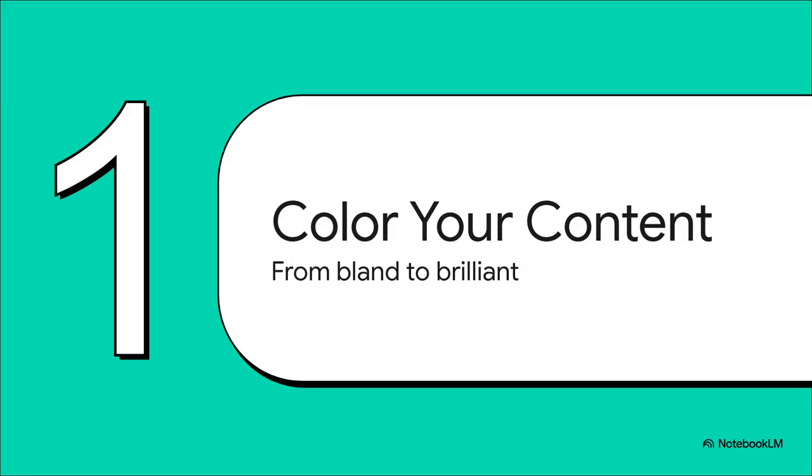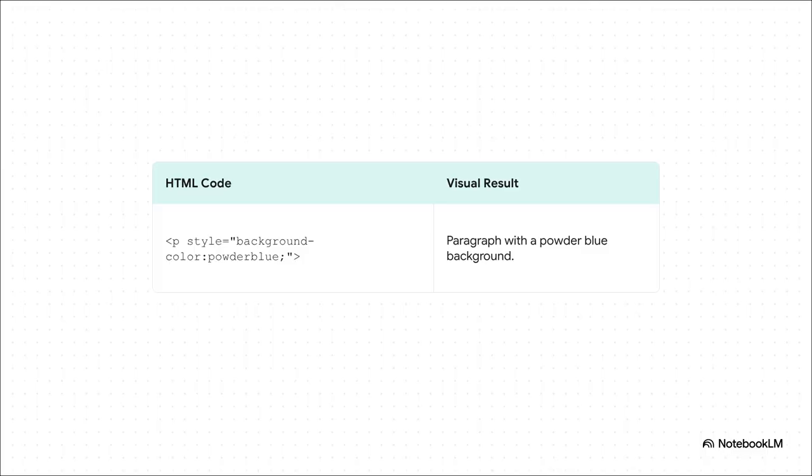Okay, first things first, let's add some color. This is probably the most dramatic, most satisfying first step you can take. We're about to go from bland to brilliant with just a single line of code. So let's start with the background. The property is, you guessed it, background color. We're just going to slot it right inside a paragraph tag.